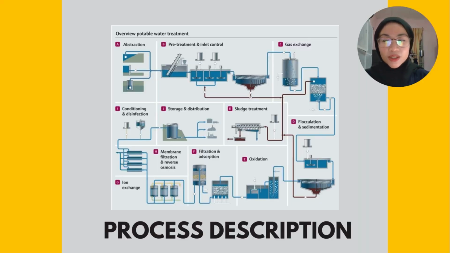Next is the process description. The first one is abstraction, which is extracting from the sewage water, and then we have the pre-treatment and inlet control, and then we move to the gas exchange process, and then down to flocculation and sedimentation, and then the oxidation process, and then our core process, which is filtration and adsorption. The next one is membrane filtration and reverse osmosis.